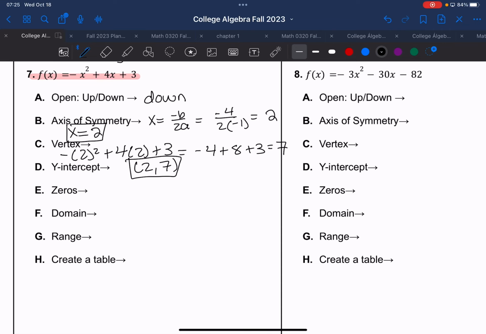What is my y-intercept? 0, 3. How did I find that? Yep, it's whatever number's at the end. So in this case, it's the 3. We're going to skip zeros for now and go to domain. Domain is always all real numbers.